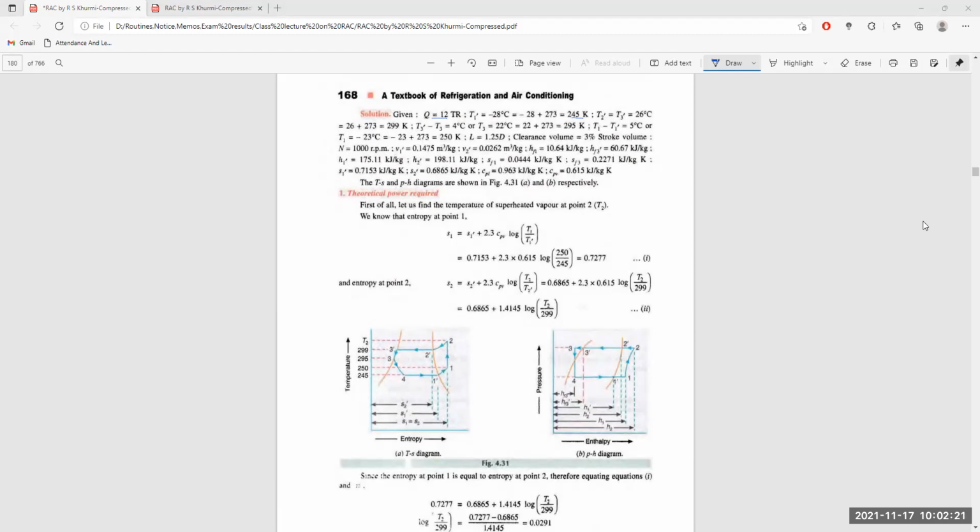210 degree Kelvin itself. Now what happens? 245 degree Kelvin itself. Next, we have to find out what is T2.